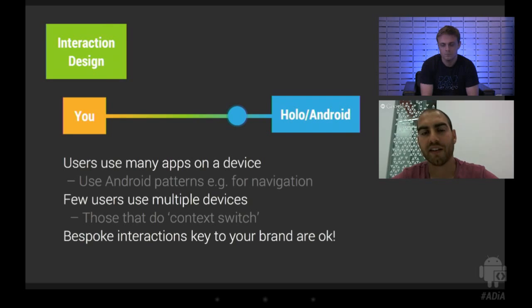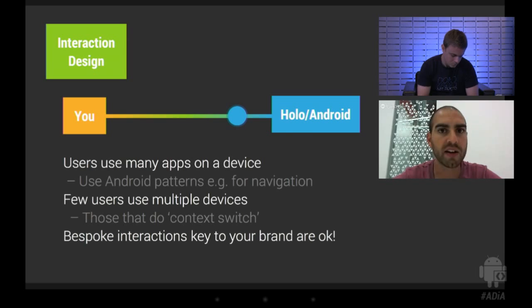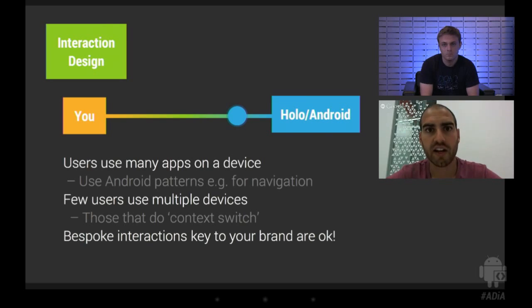So I don't expect an application on an Android phone to function exactly like the website. I expect it to function like an Android app, and I kind of expect that to happen. One point we wanted to make is that bespoke interactions, which are key to your brand, are fine. That's absolutely okay. But if you do have an interaction which is at odds with the Android design patterns, it's about working out where it makes sense to back off and where it makes sense to do something more bespoke.